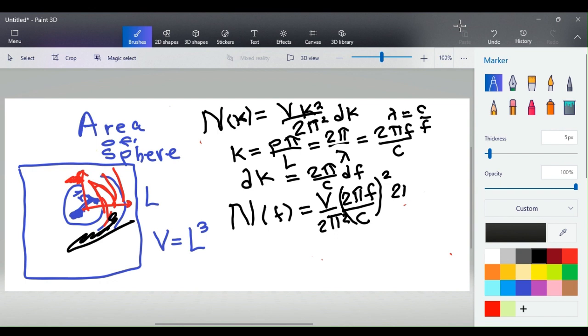2 pi over c df. And here I've got the number of modes in terms of frequency. This is what I wanted. This is where we were headed the whole time.